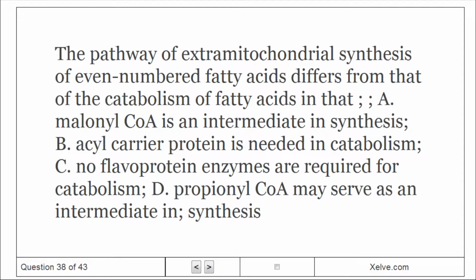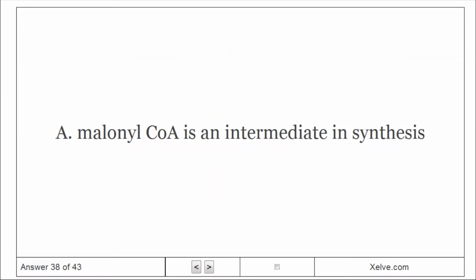The pathway of extramitochondrial synthesis of even-numbered fatty acids differs from that of the catabolism of fatty acids in that A. malonyl-CoA is an intermediate in synthesis, B. acyl carrier protein is needed in catabolism, C. no flavoprotein enzymes are required for catabolism, D. propionyl CoA may serve as an intermediate in synthesis. A. Malonyl CoA is an intermediate in synthesis.